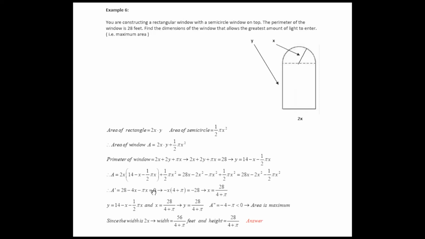Now I set this equal to 0, and I want to solve. Well, what I'm going to do is bring this 28 over, and I'm left with a minus 4x and a minus pi x. I'm going to factor out a negative x, and I'll divide by this, and then I want positive x, so I'll multiply by -1 each side of the equation, and I get x is 28 over 4 plus pi.